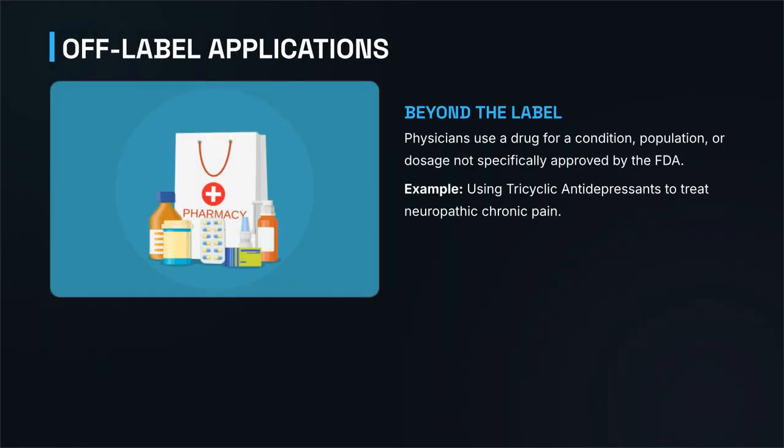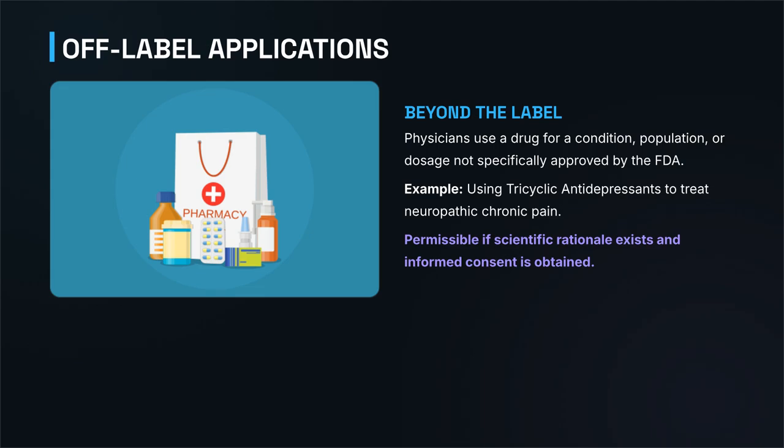Off-label applications take us entirely beyond the printed label. The image shows a pharmacy bag with various pill bottles and medications, illustrating this concept. Physicians use a drug for a condition, population, or dosage not specifically approved by the FDA. A classic board example is using tricyclic antidepressants to treat neuropathic chronic pain. This practice is legally permissible if scientific rationale exists and informed consent is obtained.